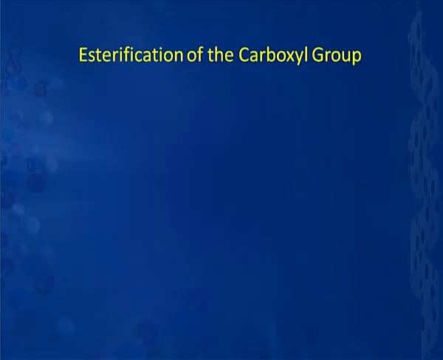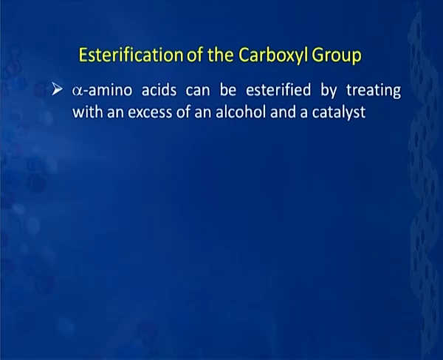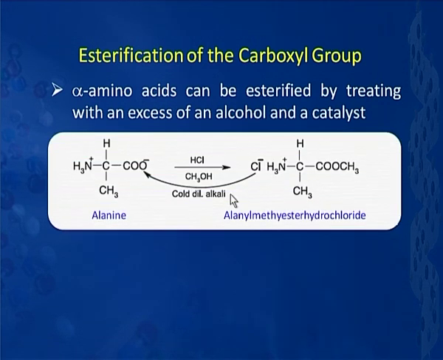The second important reaction in this particular perspective is the esterification of carboxylic acid. I just mentioned that in case of peptide synthesis, for one of the amino acids we need to block the nitrogen part of it, for the other one I have to block the carboxylic acid part of it. So, this reaction I am going to talk to you about, that is esterification of the carboxylic group, serves the second purpose. That means amino acids can be esterified by treating with excess of an alcohol and a catalyst. What happens is as follows.